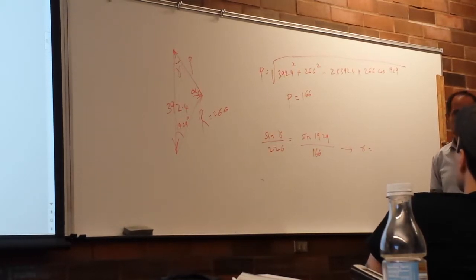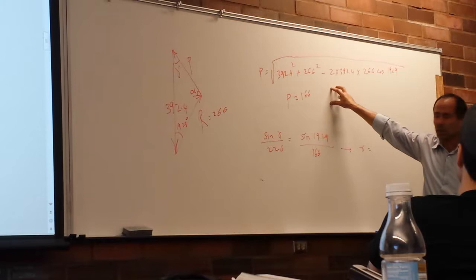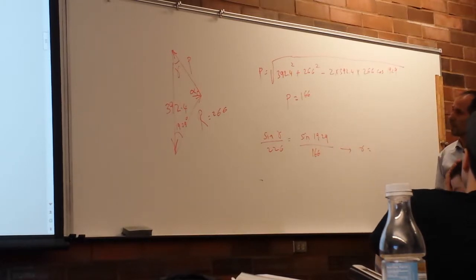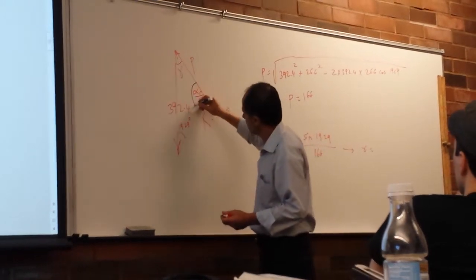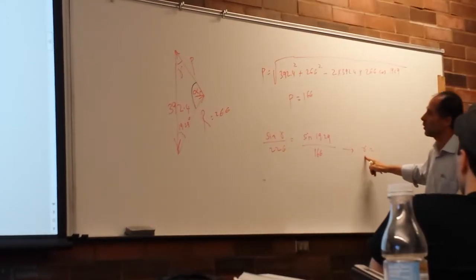From here, gamma equals. So you're using a lot of cosine here? This is law of cosine. This is law of sine. This one is going to be what? Give me this for gamma.